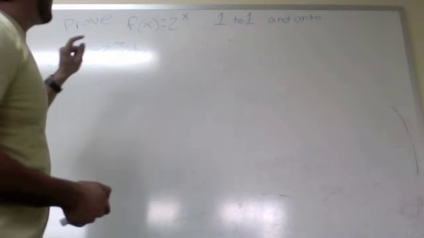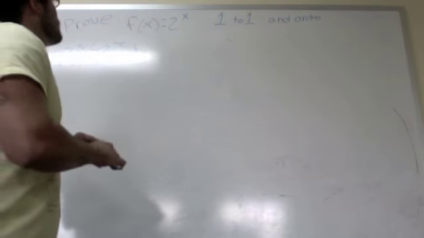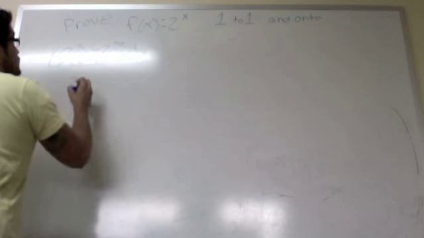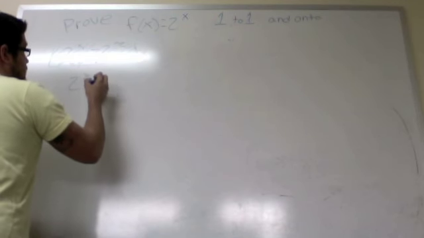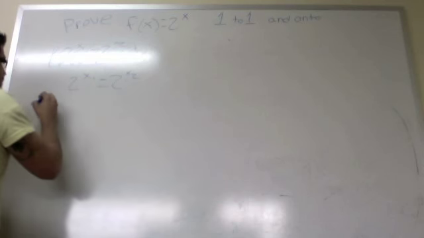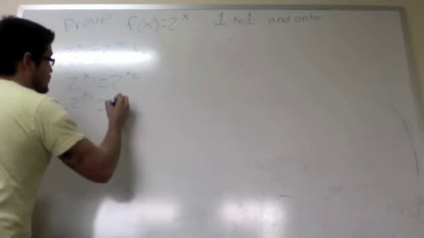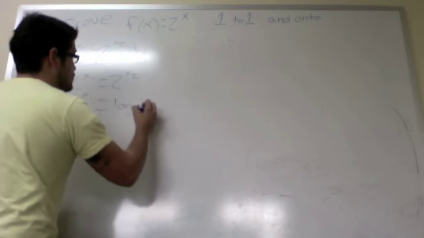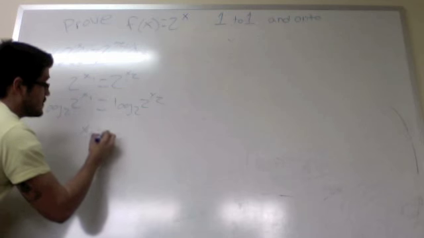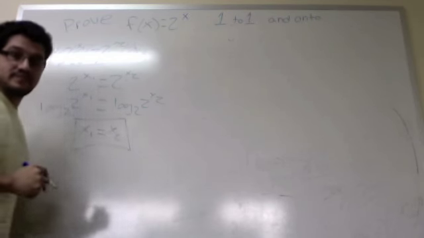Okay, I'll be proving that f(x) = 2^x is 1 to 1 and onto. First, to prove 1 to 1, we have to show that if 2^x1 is equal to 2^x2, we do this by taking log base 2: log base 2 of 2^x1 is equal to log base 2 of 2^x2. This makes it x1 is equal to x2, which means it's 1 to 1.